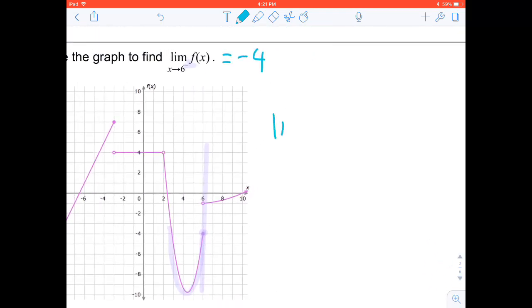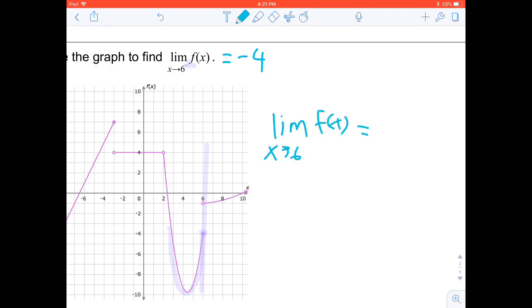If it was just asking you for the limit as x goes to 6 of f of x, that would mean you have to check both the left and the right side, and we would see that the left goes to -4, the right side goes to -1, so this limit does not exist. We have that jump discontinuity there. So it can't exist because the left does not equal the right.